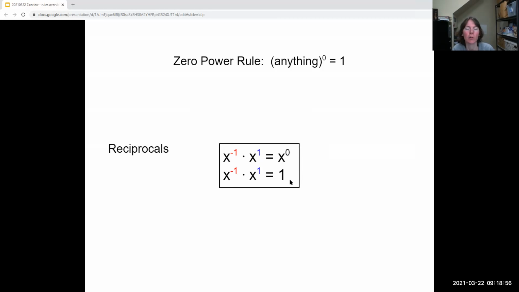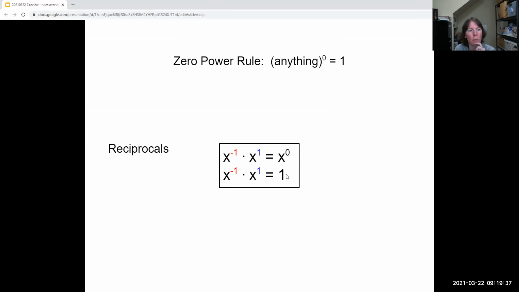Okay, so I have a question. Why is anything to the 0 1? And it's because, if you recall, I don't have it in here right now, but if I have x to the -1, which is really 1 over x, and I have x to the +1, which is x, and I multiply them together, so 1 over x times x equals x over x, and anything divided by itself equals 1. So that's how we get to it being x to the 0.